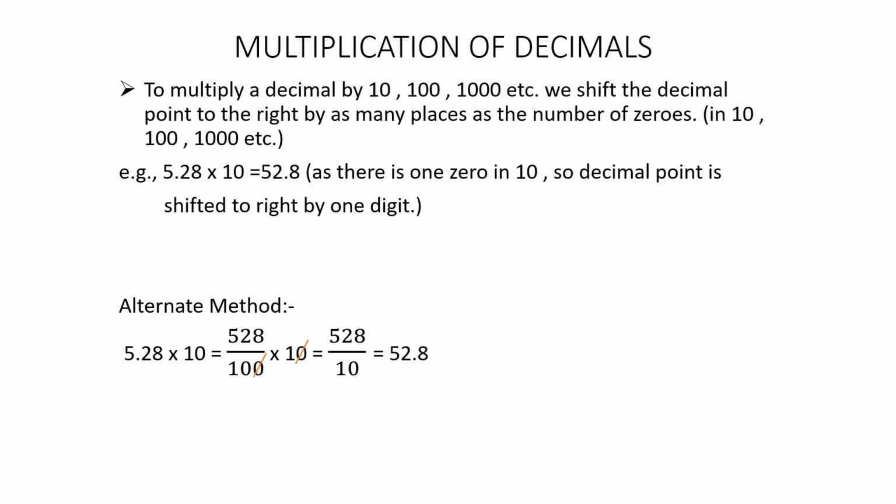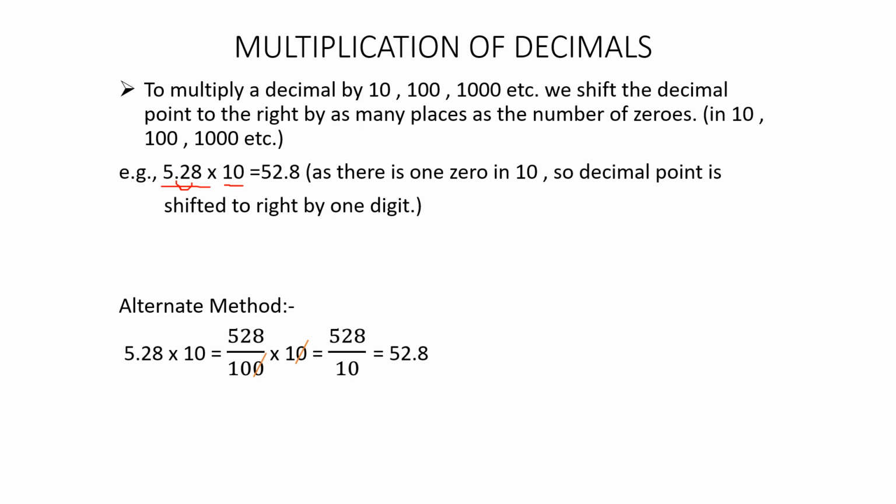Right? Means see here, for example, 5.28 into 10. So how many zeros are there in 10? 1 zero. So I will shift this decimal point by one place. So our answer will be 52.8. Clear? See, in the bracket I have written, as there is 1 zero in 10, the decimal point is shifted to the right by one digit. If there are two zeros, then you will shift two places. If there are three zeros, then you will shift three places to the right. Got it? Now see here another method, that is the alternate method I have also mentioned over here.